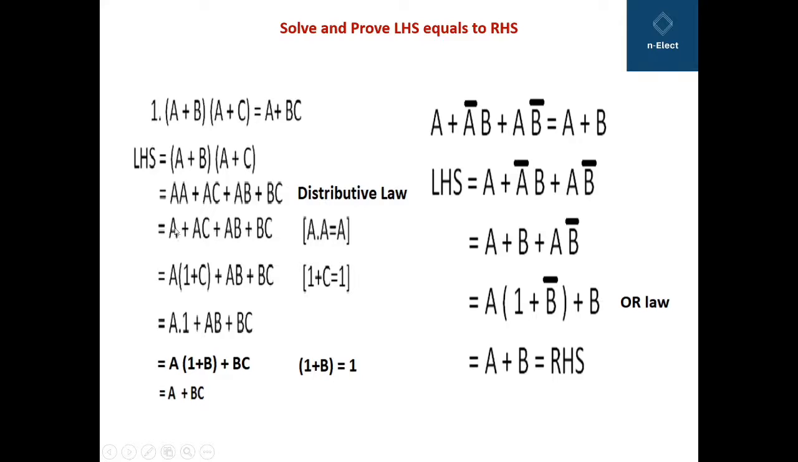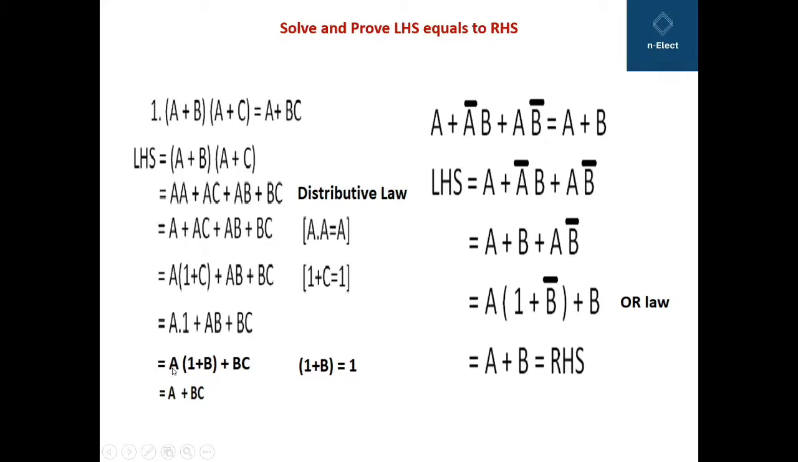Now here we are taking A common, and into the bracket 1 plus C will come, plus the remaining terms as they are. And now here A is outside the bracket, and 1 plus C is nothing but, by applying the OR law, 1 plus C is equal to 1. So we will write here 1 plus AB plus BC.